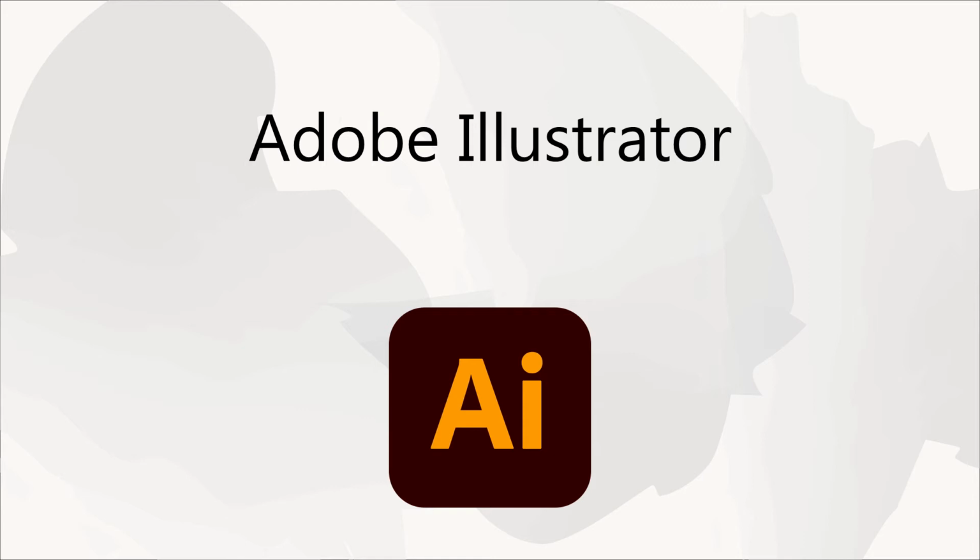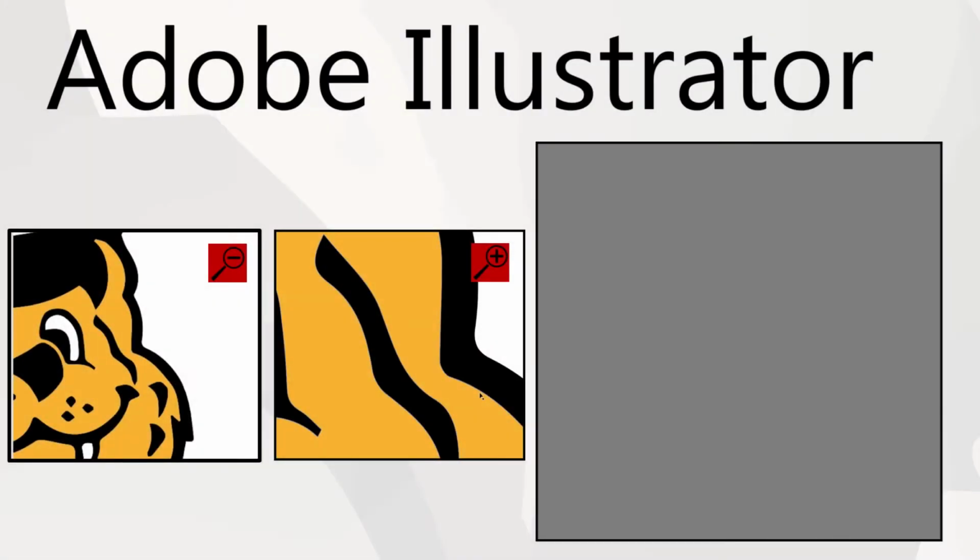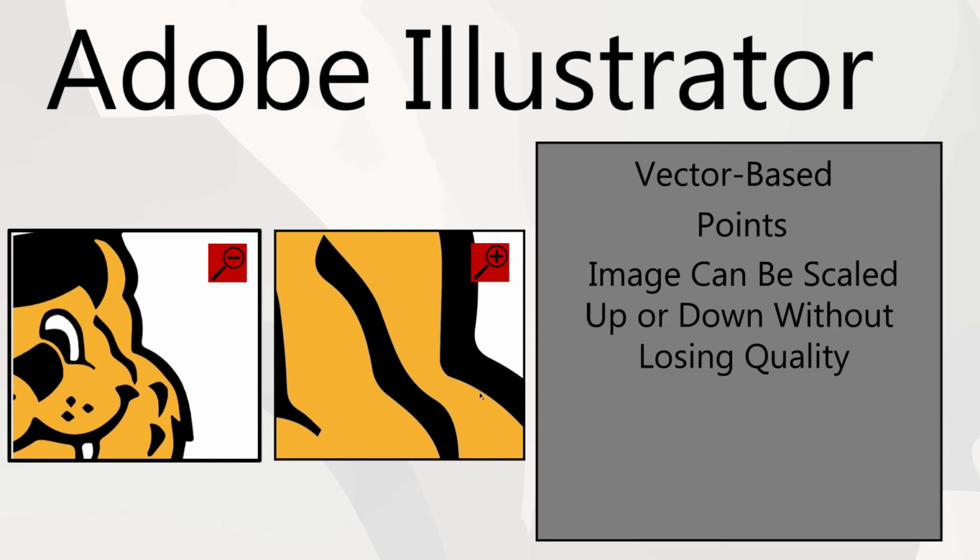Unlike Photoshop, Adobe Illustrator is used predominantly for creating images, rather than editing them. Illustrator is a vector-based program that uses points rather than pixels. Because points are used, the program is able to generate perfectly smooth lines. In addition, and unlike Photoshop, the fact that the art is vector-based allows the work to be scaled up or down without losing any quality.